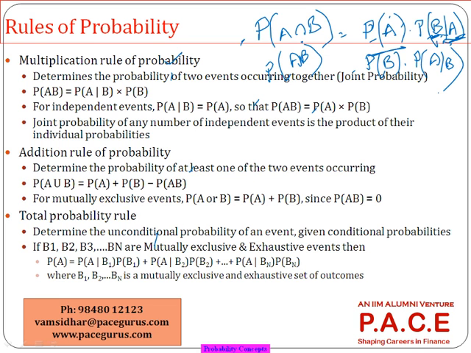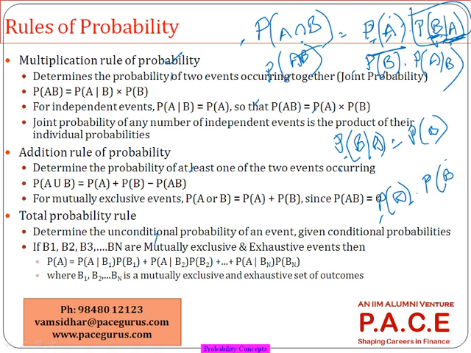And as I said, if the events are independent, what did we say? P of B given A will become P of B only. A is nowhere applicable now. So P of A intersection B will become P of A into P of B. So in case of independent events, the joint probability of occurrence of multiple events is nothing but the product of their individual probabilities. P of A into P of B into P of C.